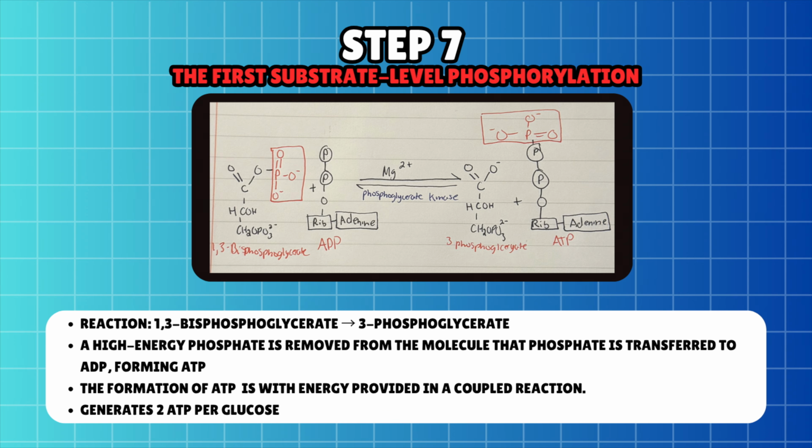Moving on to step 7, the first substrate level phosphorylation. The reaction is 1,3-bisphosphoglycerate is converted into 3-phosphoglycerate, and the enzyme being used in this reaction is phosphoglycerate kinase. Basically what's happening in this step is a high energy phosphate is removed from the molecule. That phosphate is then transferred to ADP, which then forms ATP. The formation of ATP is with energy provided in a coupled reaction, and this whole step generates 2 ATP per glucose.